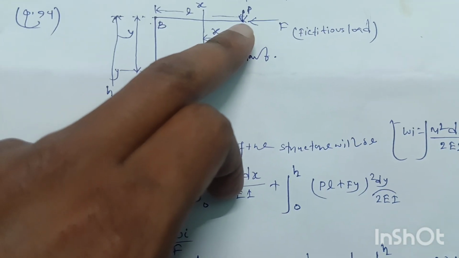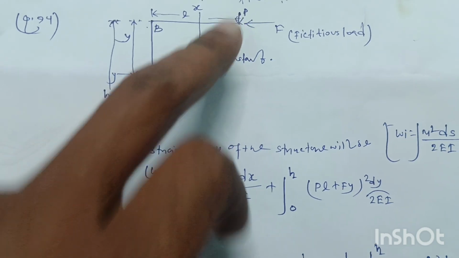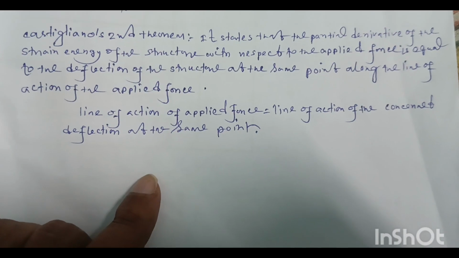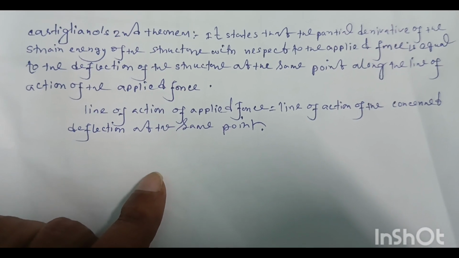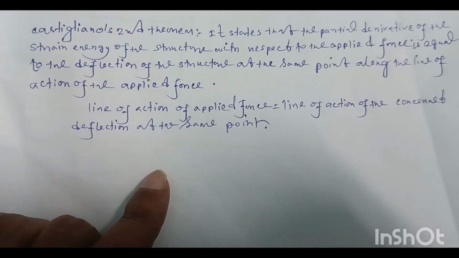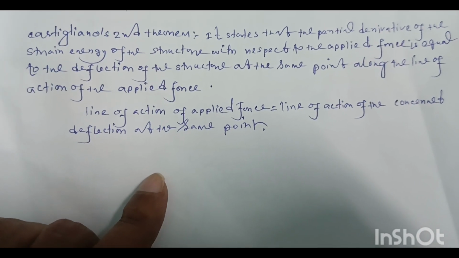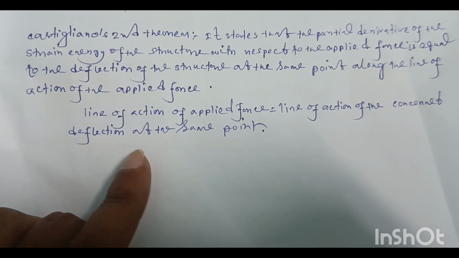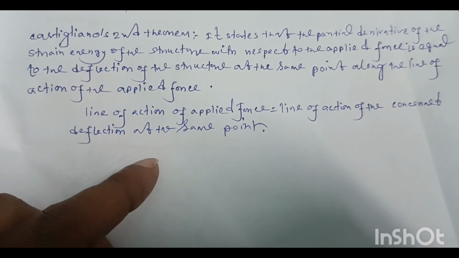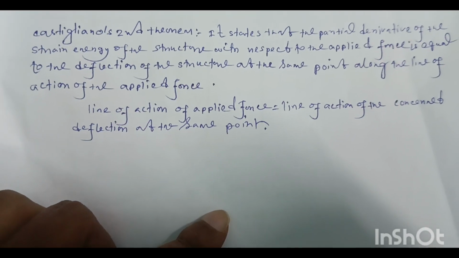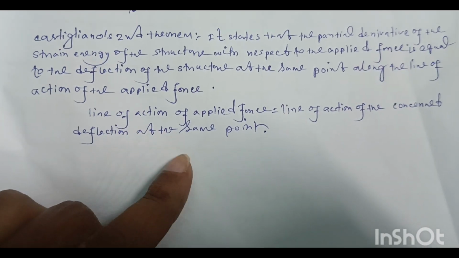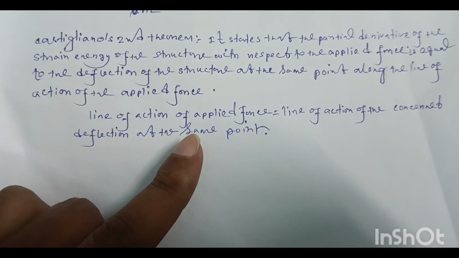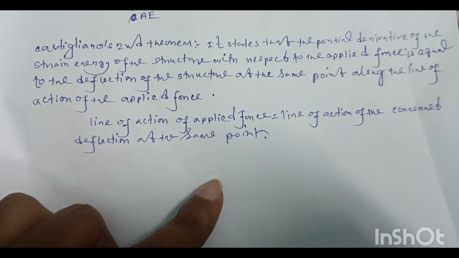Now we will use Castigliano's second theorem to find the deflection at point A. Castigliano's second theorem states that the partial derivative of the strain energy of the structure with respect to the applied force is equal to the deflection of the structure at the same point along the line of action of the applied force. So by Castigliano's second theorem, we can determine the deflection in the same line of action as the applied force, at the same point where the force is applied.